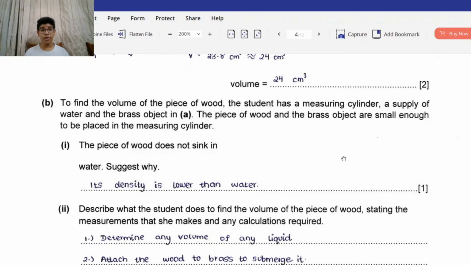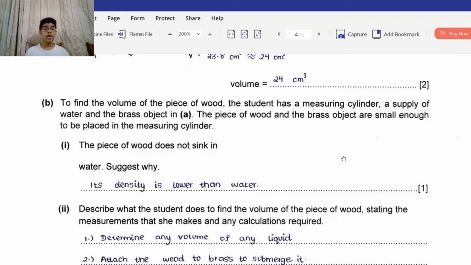To find the volume of the piece of wood, the student has a measuring cylinder, a supply of water, and the brass object in A. The piece of wood and the brass object are small enough to be placed in a measuring cylinder. The piece of wood does not sink in the water. Slight typos when you convert the document, sorry for that.